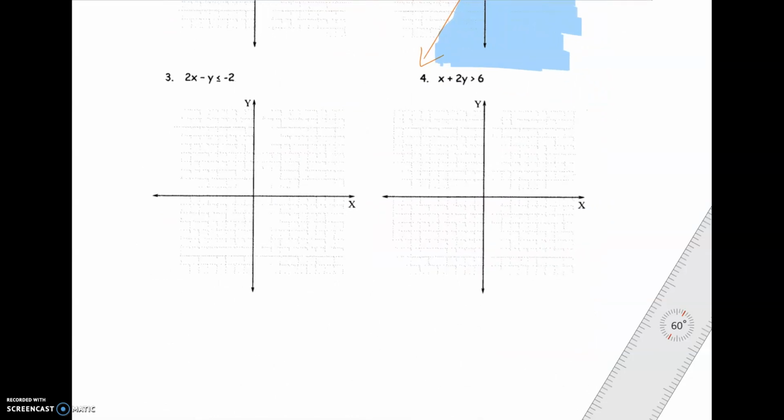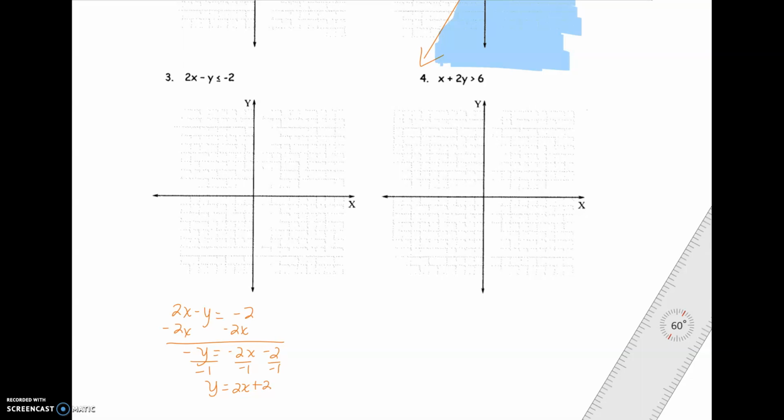Okay, let's try number 3. 2x minus y is less than or equal to 2. Again, if you like to change that into an equation, I'm going to write it below the graph just so we have a little more room. To do that, I would just make that an equal sign, and then I'm going to subtract 2x, and I'm going to divide by -1. So my equation is y equals 2x plus 2.